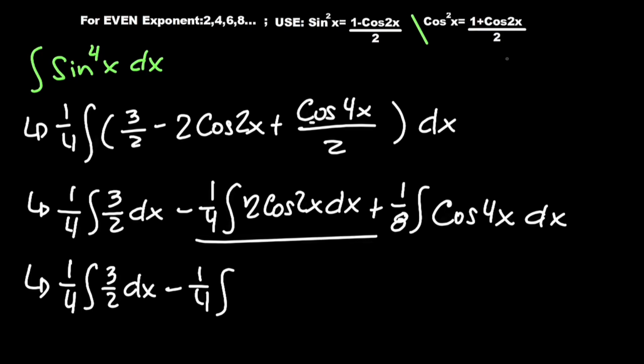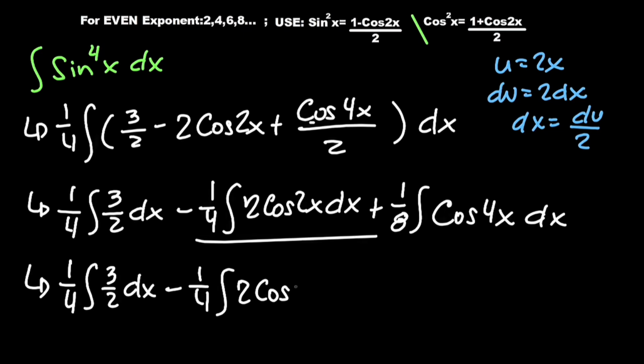And so, let u here in this case be 2x. Derivative of 2x would be 2 dx. And so dx right here would be equal to du over 2. And so this would be 2 cosine of u. dx right here would be equal to du over 2. These two will cancel each other out. So you are left with cosine of u du.